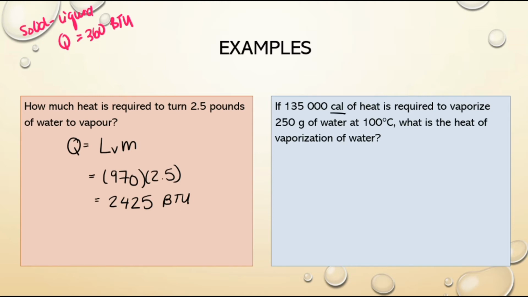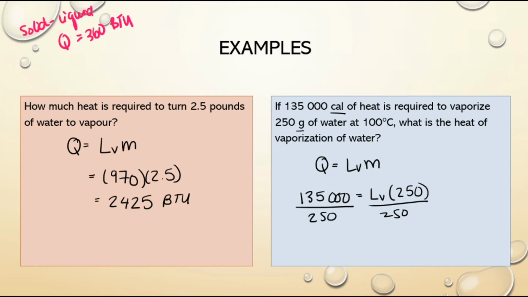Second example, now we're doing calories and grams. That's fine. Calorie goes with grams, so as long as the units are in that state, we're good. So we're going to start the formula. Q equals LVM, but this time I have the heat absorbed, and I have the mass, and I'm looking for the heat of vaporization, LV. So I'm going to divide both sides by 250 to isolate that variable, and I'm going to get 540 calories per gram for the heat of vaporization. If you check your formula sheet, that's exactly what it says.